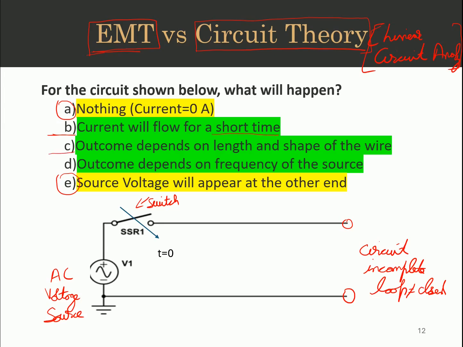Another option is that we were only relying on V out being equal to the source voltage, but we also have to take into account what happens to the output voltage if the length of the wire is increased, or if there is some change in the shape of the wire. Will it remain the same as the source voltage or will it be different? Another thing that we overlooked is what happens if we increase the frequency of the source.